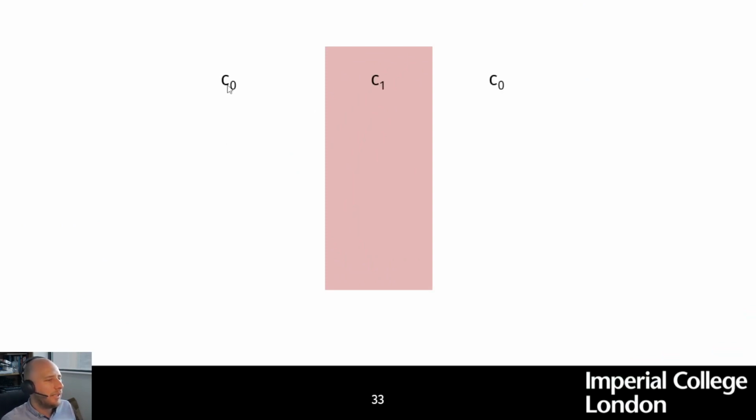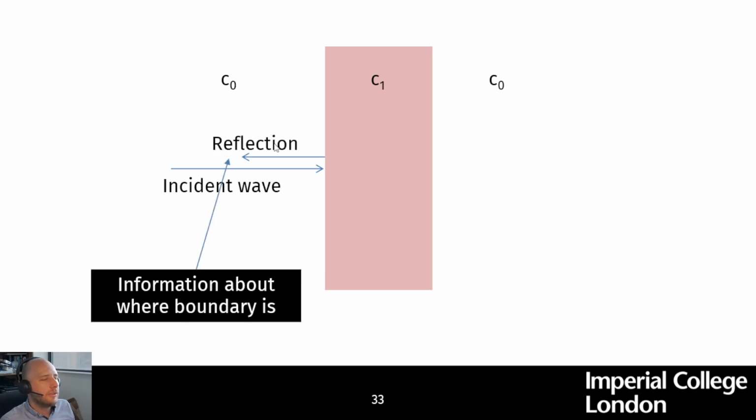So here we've got a layer, and we've got background velocity C0 here and here, whereas in the middle you've got a particular layer C1. You've got an incident wave coming in here, and you get a reflection from that. That reflection part tells us information about where the boundary is. You can use the time and so on to get that sort of information.